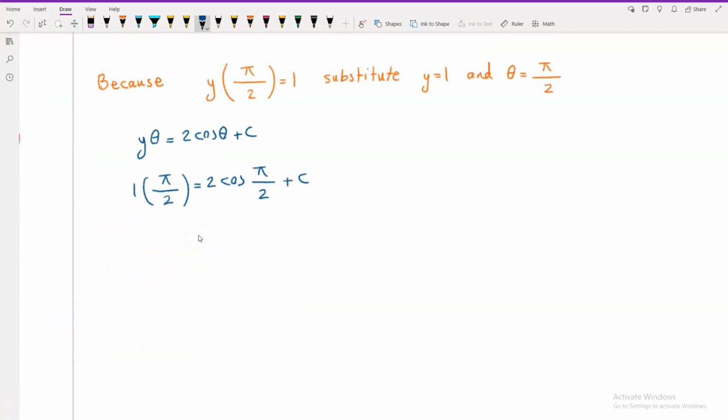So what we had from the last step, y theta equal to 2 cosine theta plus c. Now for y we have 1, and for theta we have pi over 2. So here on this part we have 1 times pi over 2 equal to 2 cosine pi over 2 plus c. And then simplify. So here we have pi over 2 equal to 2 times cosine pi over 2, which is 0, then plus c. So c is pi over 2.